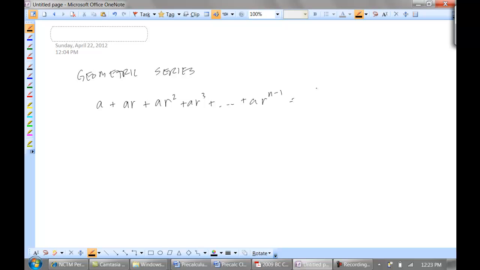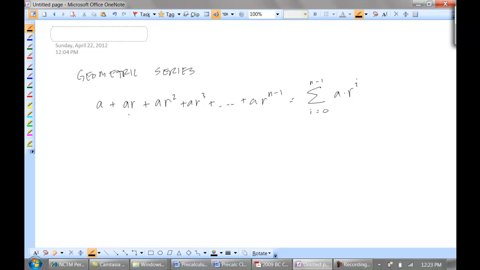And we can write this in sigma notation. We'd say as i goes from 0 to n minus 1, a times r to the i. So when i is 0, it's a times r to the 0, which is a, and then i indexes up to 1, so i equals 1. We have a times r to the 1.